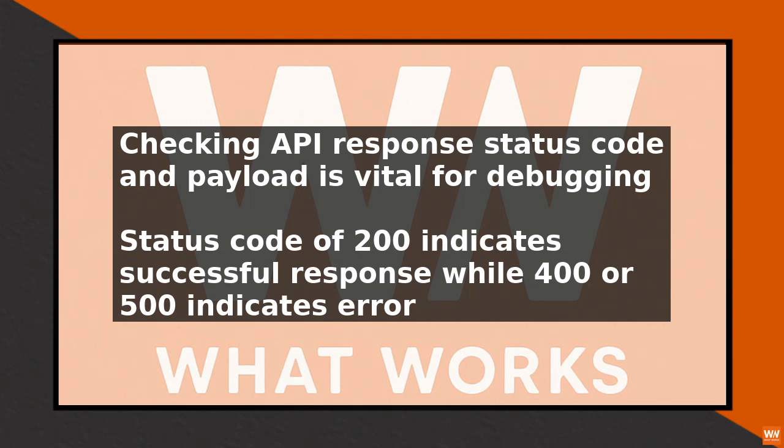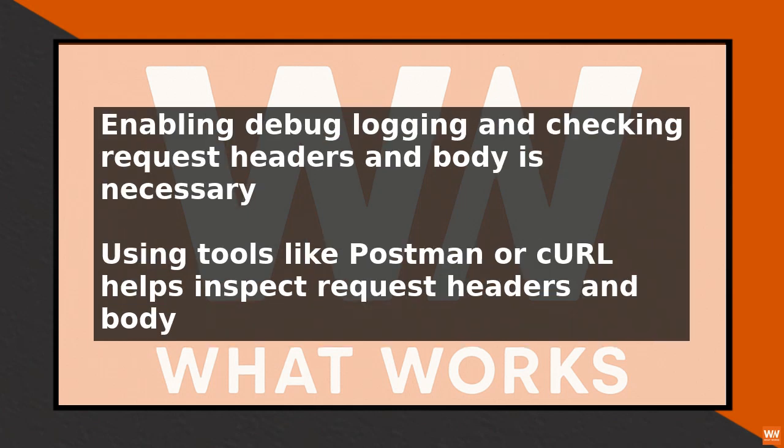Best practices for debugging Alchemy REST API include testing the API endpoint with a tool like Postman or curl, verifying the API response status code and payload, and enabling debug logging in your application. By following these steps and best practices, you can quickly identify and resolve issues with the Alchemy REST API and ensure the seamless functioning of your application.